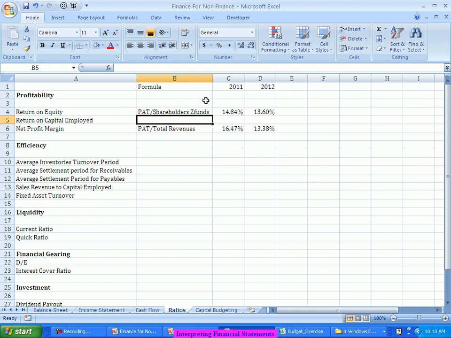Similarly, this is return on capital employed. So I will look at the total profit before tax divided by the total capital, or profit before tax.